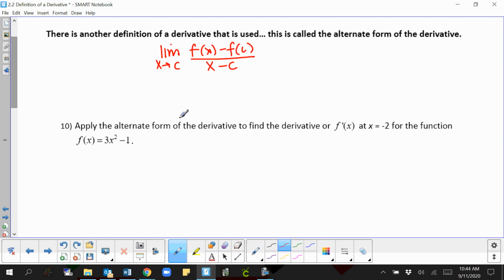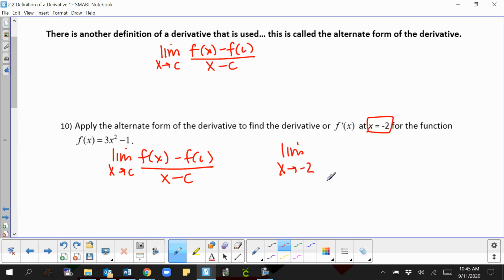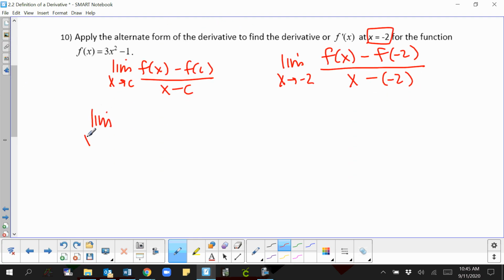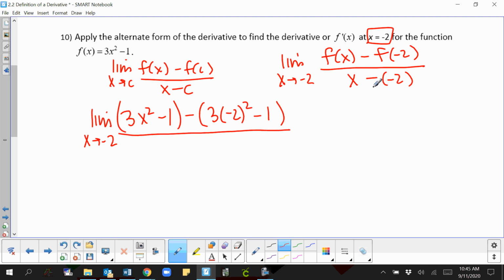So 10 says apply this alternate form of the derivative to find the derivative for f prime of x at x equals negative 2. For our function f of x is equal to 3x squared minus 1. So the limit as x approaches c of f of x minus f of c over x minus c means that I'm going to look at the limit as x approaches, well, my c in this case is going to be negative 2, for f of x minus f of negative 2 over x minus my negative 2. So I'm looking at the limit as x approaches negative 2 of 3x squared minus 1 minus 3 times a negative 2 squared minus 1, all over, and on that bottom right there, I'm going to change that to x plus 2. Minus the negative gives me that plus 2.